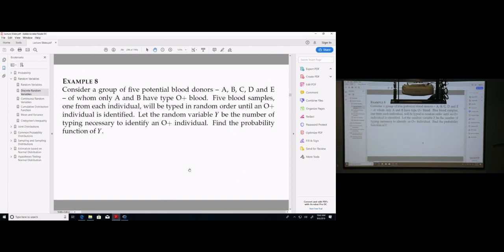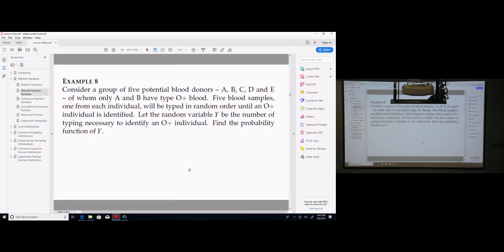Now consider a group of 5 potential blood donors, A to E, of whom we know that A and B have blood type O+. 5 blood samples are being taken, but they are being typed in random order until an O+ individual is identified. So let the random variable Y be the number of typings necessary to identify an O+ individual. Find the probability function of Y.